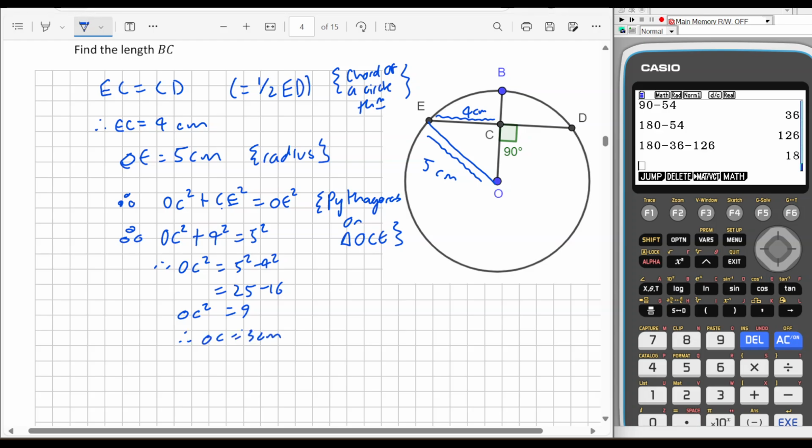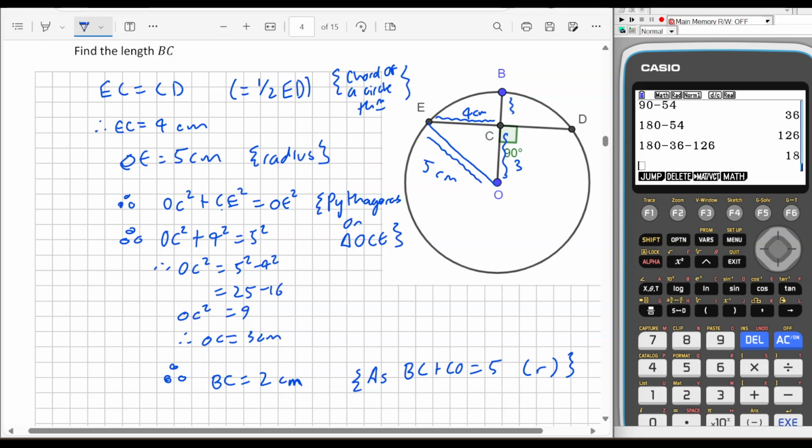Well, it's plus or minus 3 centimeters, but it's got to be positive. So yeah, positive 3. So that's that length in there. Therefore, BC is 2 centimeters, as BC plus CO is 5, which is the radius. Cool. So yeah, that missing link there is 2.